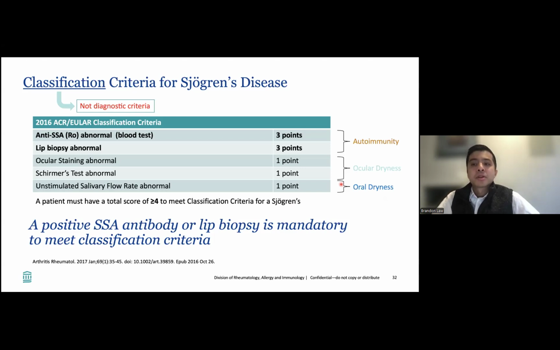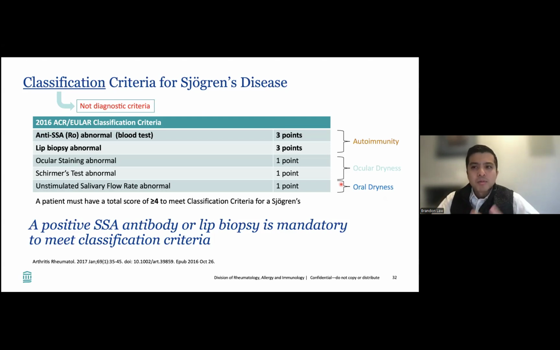Classification criteria were made for clinical trials, for clinical studies, to create a homogeneous population of patients to study over time and study therapeutics. Diagnostic criteria is what patients think about in terms of, do I meet the set of disease definitions to meet a definition for a diagnosis? Sjögren's does not have diagnostic criteria. And so applying classification criteria for diagnosis would be inappropriate, though it does provide a decent framework to at least start, I think, in my mind.